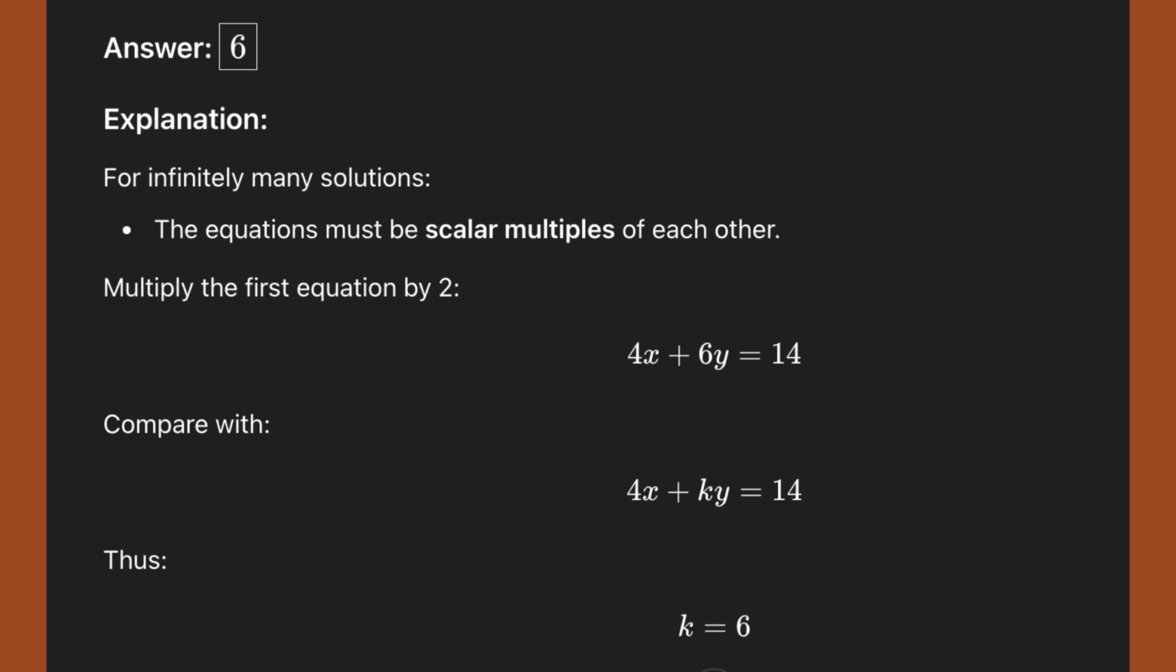For infinitely many solutions, the equations must be scalar multiples of each other. Multiply the first equation by 2. 4x plus 6y is equal to 14. Then you compare with 4x plus ky is equal to 14. Thus, k is equal to 6.